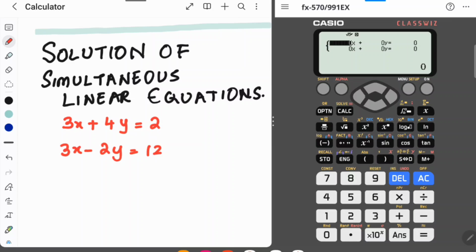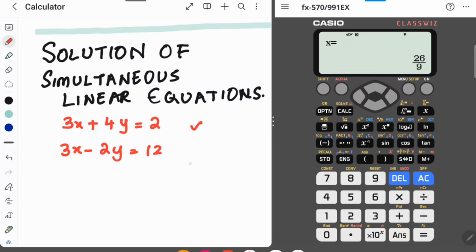So first of all, the coefficient of x and then y, and then equals to a constant number. Here you have the first equation. 3 is the coefficient, equals 4 is the coefficient, equals, and then 2 is in the last, equals. I'm talking about this equation. All right, then come down, you have 3 equals minus 2 equals, and then 12, then press equals, again equals.